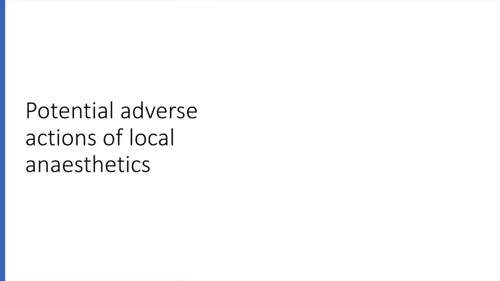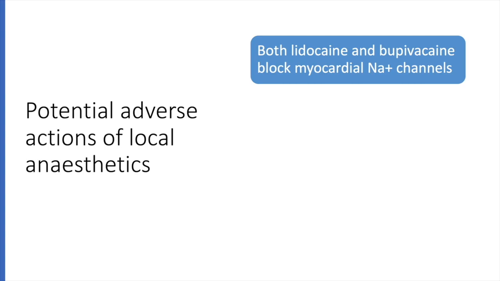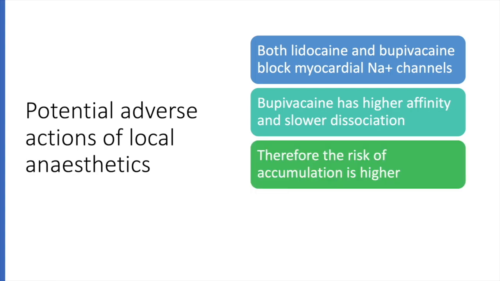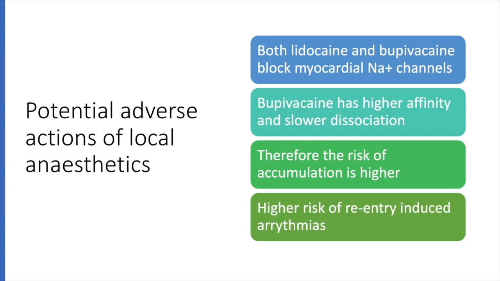So there are some potential adverse effects of local anaesthetics. Lidocaine and Bupivacaine are probably the most common type of local anaesthetic that we use. And because myocardial cells also have sodium channels, it is possible for local anaesthetics to bind to those sodium channels. Bupivacaine is felt to be more risky because it has a higher affinity for the myocardial sodium channels and dissociates more slowly, and therefore it could accumulate in those tissues. And that's why there is a higher risk of re-entry induced arrhythmias with Bupivacaine. That's essentially the reason why we tend to use levobupivacaine, and I'll talk a bit more about levobupivacaine in a moment.